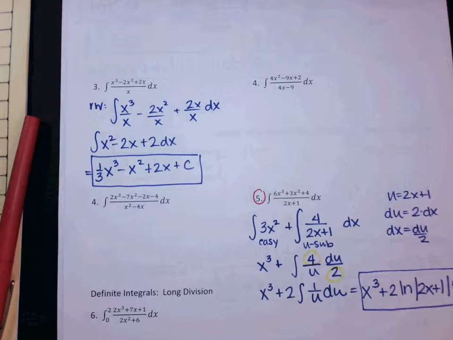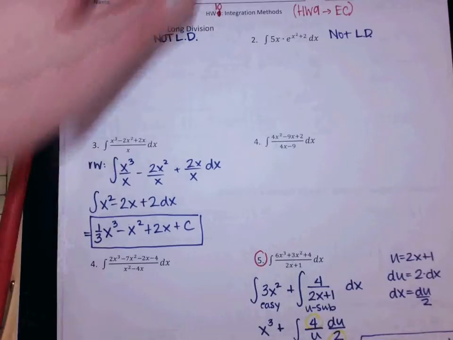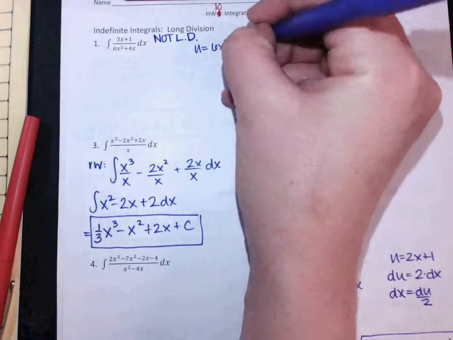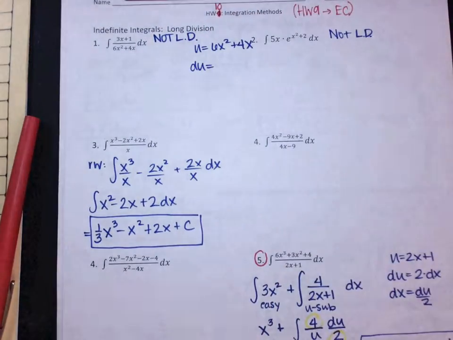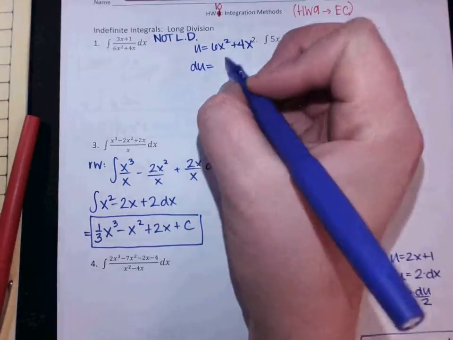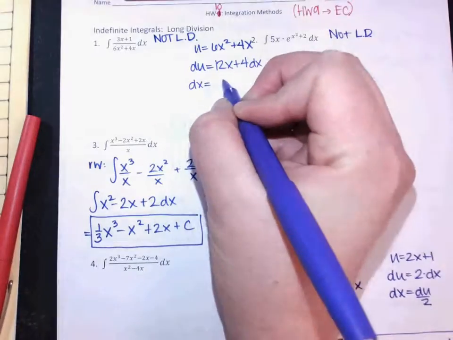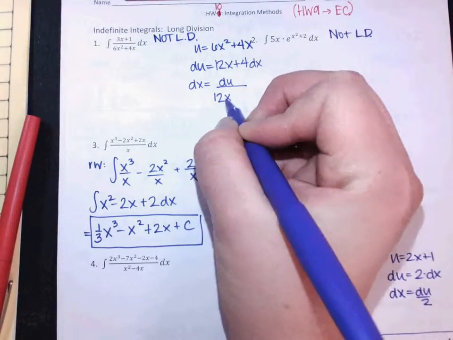If it's not long division, can you split that one up? Okay, you could try to factor. Factoring's not going to work, but it's a good idea. Okay, but what have you been practicing? U sub. What would you pick as your u? The bottom. Okay? So go ahead and work that one out. Your u is 6x squared plus 4x. What does that make your du? 12x plus 4 dx. Which means that dx would be du over 12x plus 4.